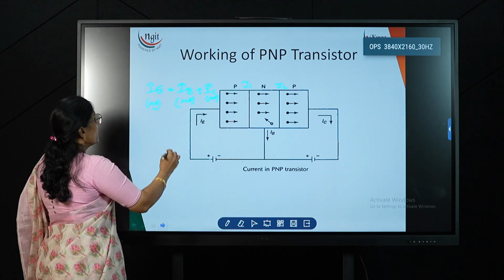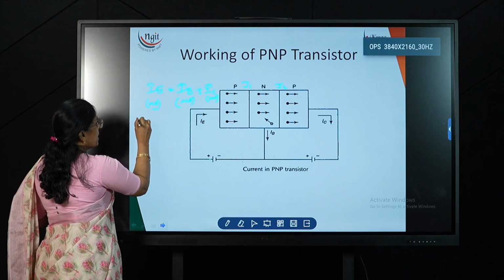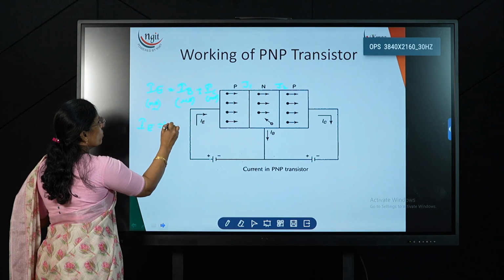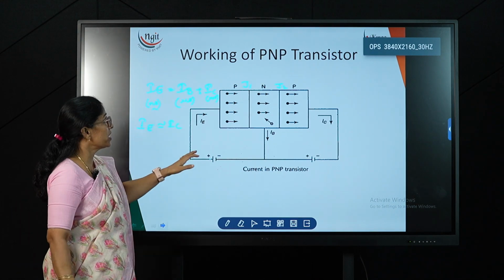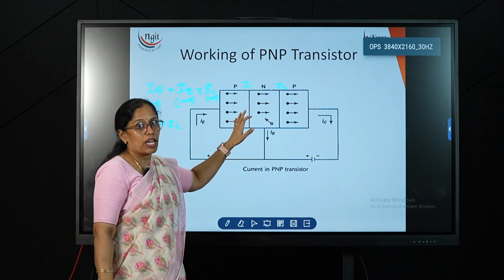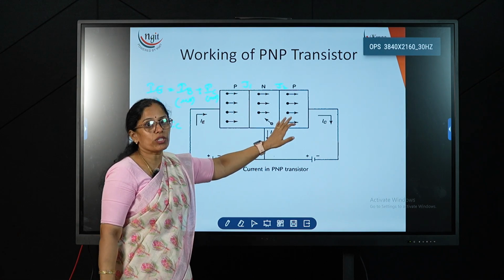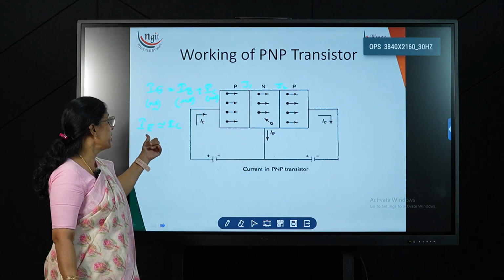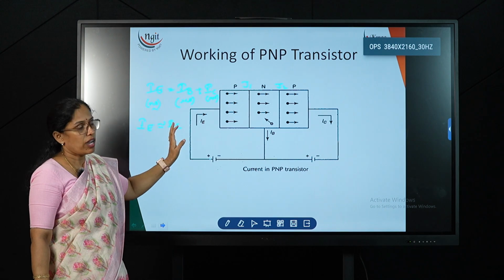Now we see that IE is almost equal to IC. Whatever charge carriers are injected in the emitter, almost all of them reach the collector. That's why the emitter current is almost equal to IC.